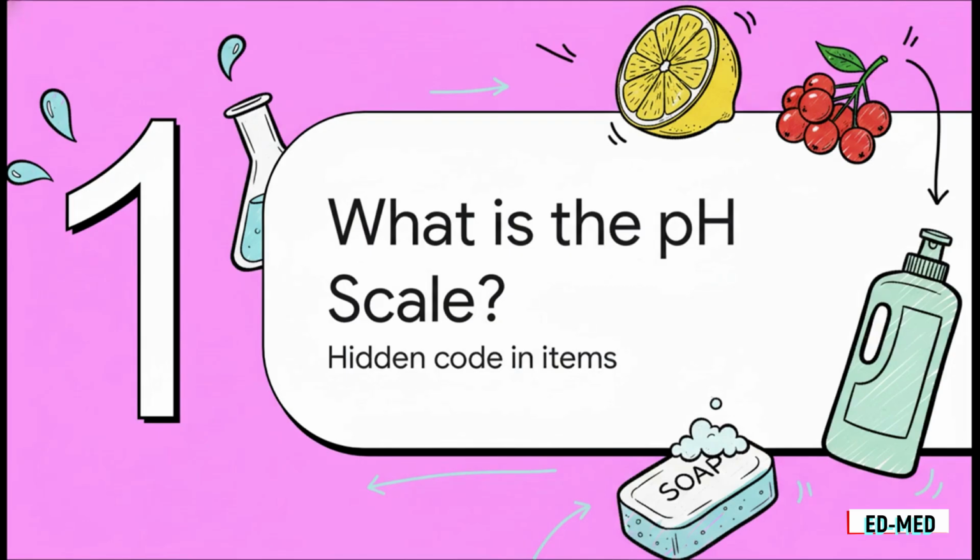So, first things first, what in the world is the pH scale? Well, it's basically a simple chart that runs from 0 all the way to 14, and it's designed to measure one thing: how acidic or basic something is. You can think of it as a spectrum for an item's chemical personality.